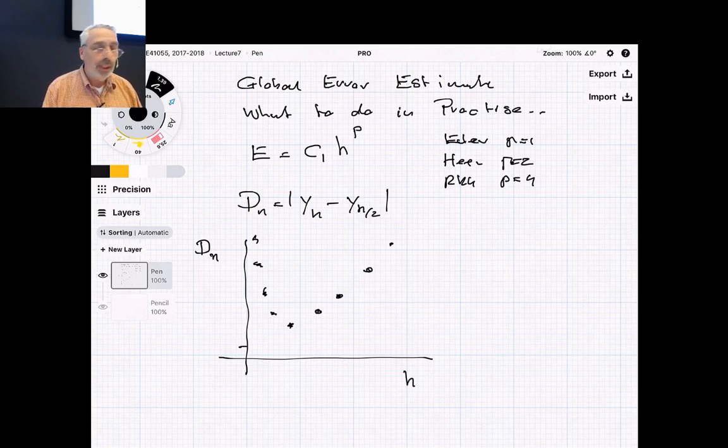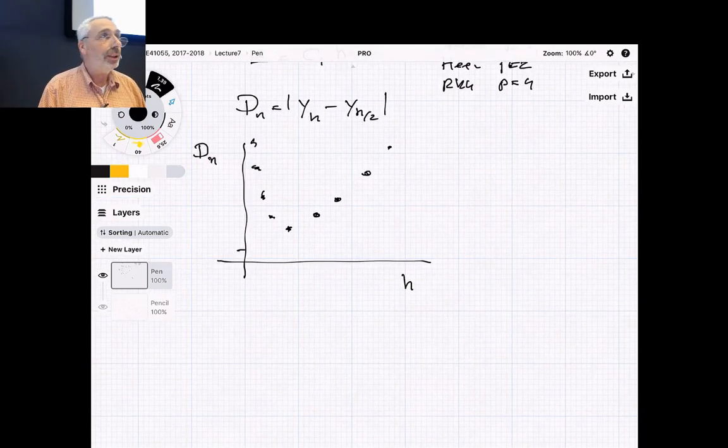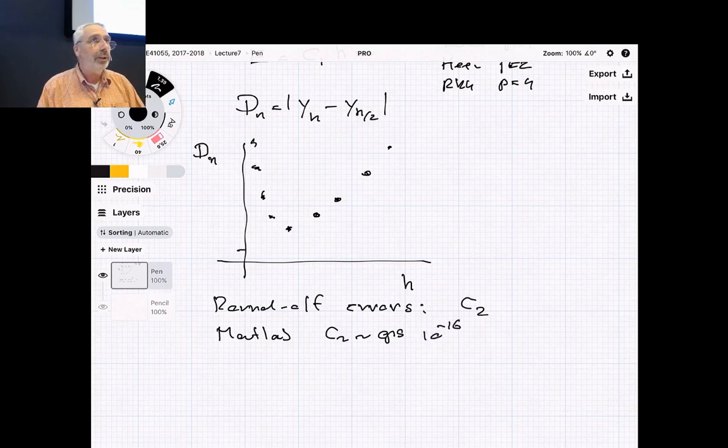In a computer, not only does the method have a truncation error, but we have a finite word length. So round-off errors are also present, and they are some constant, C2, a small number. And how small is the number? Well, if you look in MATLAB, for instance, the round-off error C2 is approximately what we call EPS, and that's 10 to the minus 16 or something like that. So that's for double precision.